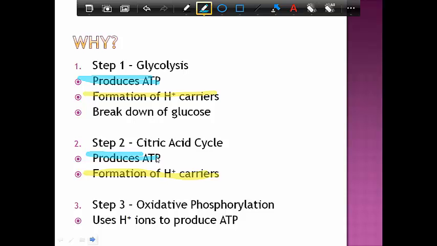So, on to oxidative phosphorylation and the electron transport chain, or step 3. In this one, remember, the main job is finally to make this ATP. We're going to use all these hydrogen ion carriers that we created in step 1 and step 2 to actually make more ATP than we have in either of the other steps.